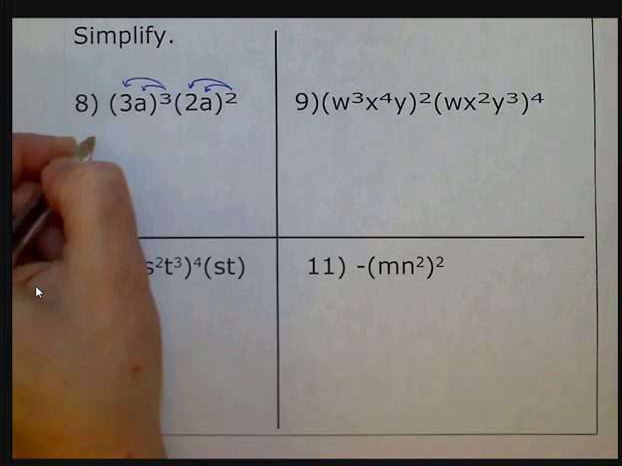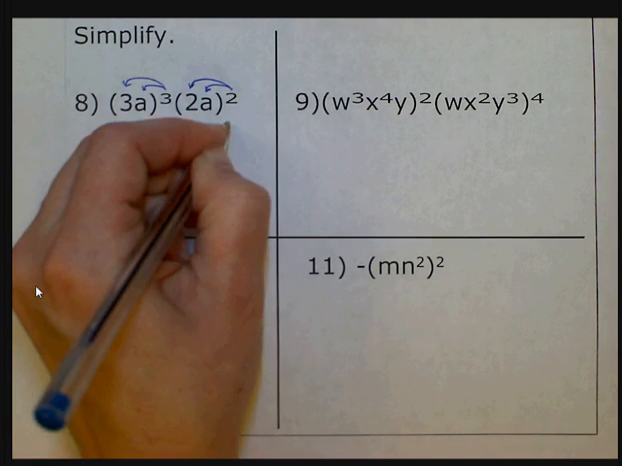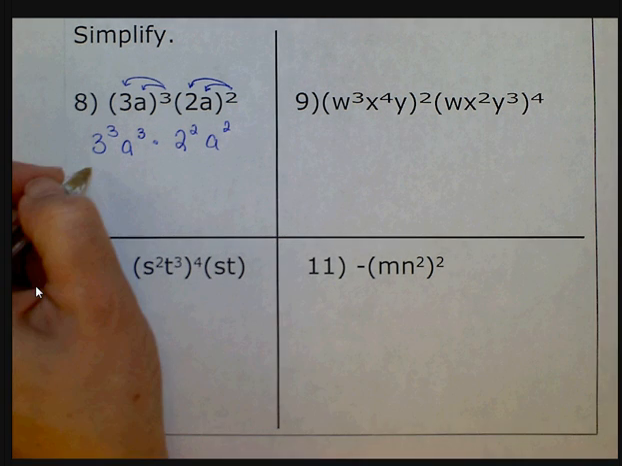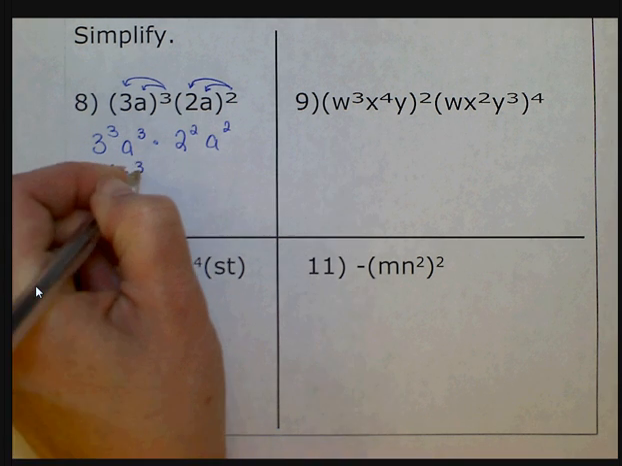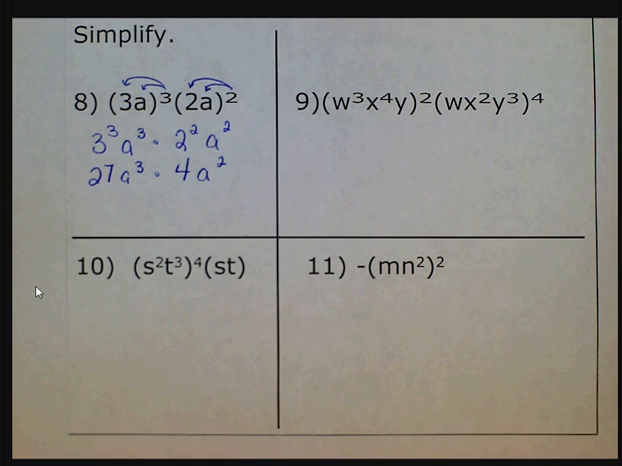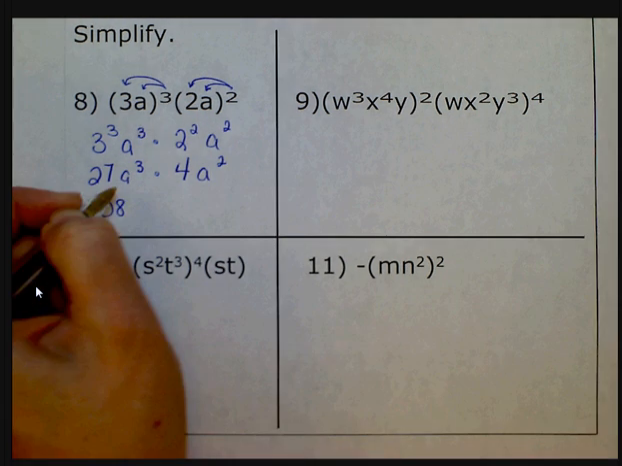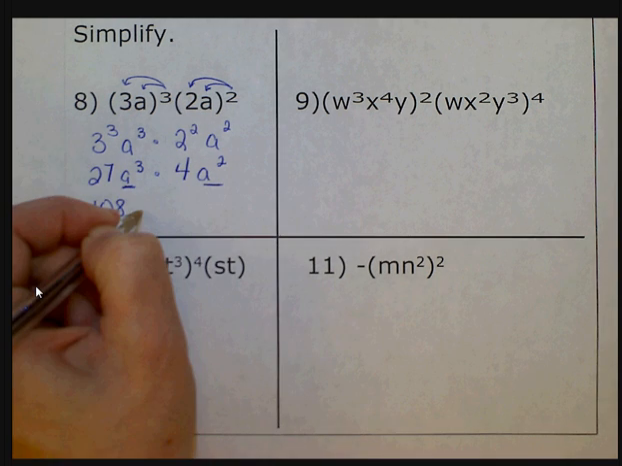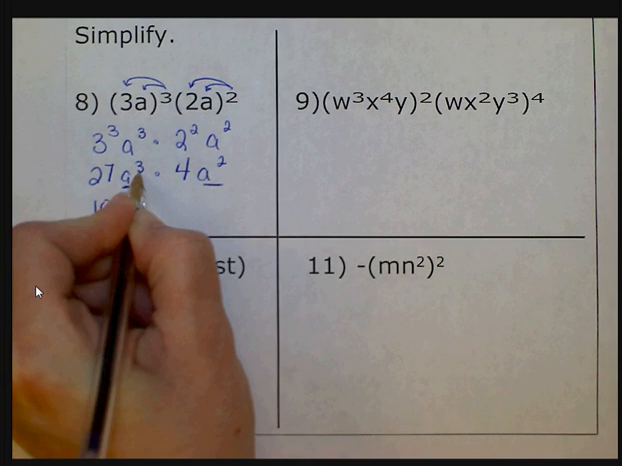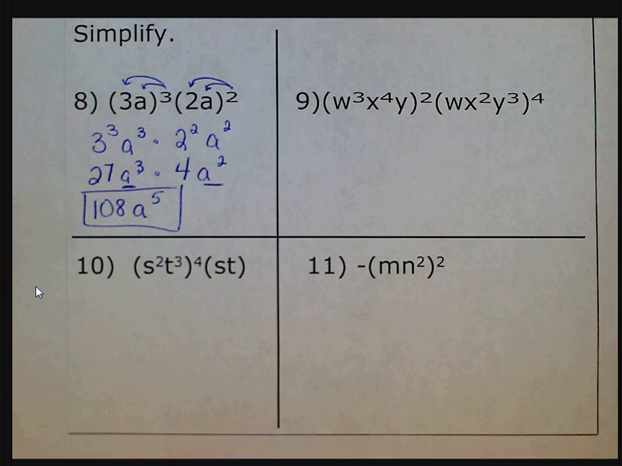So this becomes 3 to the third, a to the third, times 2 squared, a squared. Well, 3 to the third is 27, a to the third, and 2 squared is 4, a squared. So now we'll multiply the coefficients, and we'll take 27 times 4, and 27 times 4 is 108. So we have 108. And then we have like bases, so we'll keep the base, which is a, and add the exponents. 3 plus 2 is 5. So this becomes 108a to the 5th power.